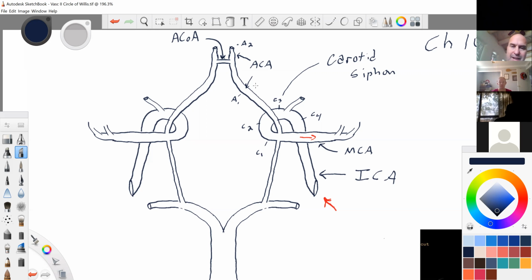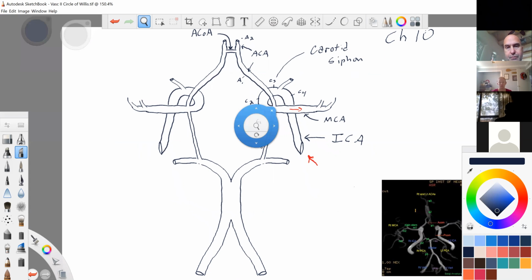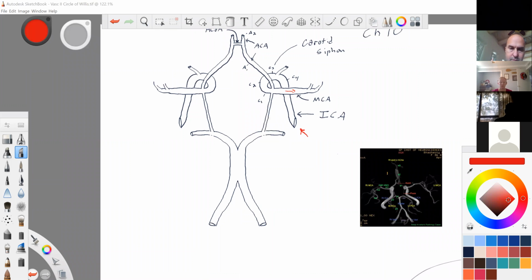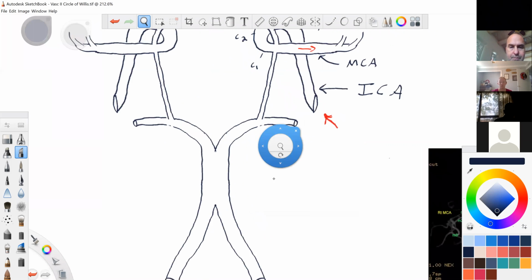ACOA, anterior communicating artery. Back here, now we're going to start from the vertebrals and work our way up. So direction of flow in here was ICA through the MCA, ICA into the ACA, into the anterior communicating artery. Direction of flow back here is going to start, of course, with the vertebral arteries.